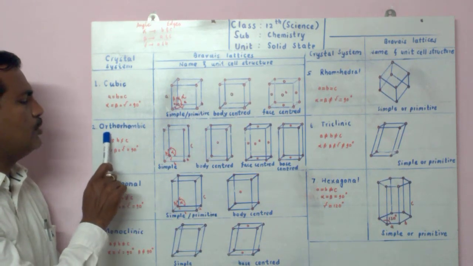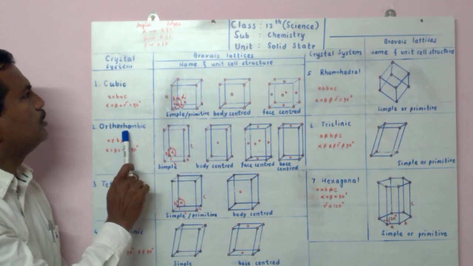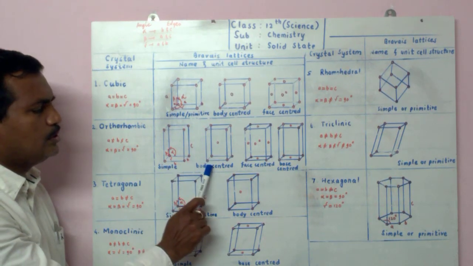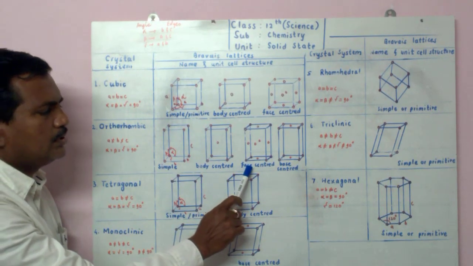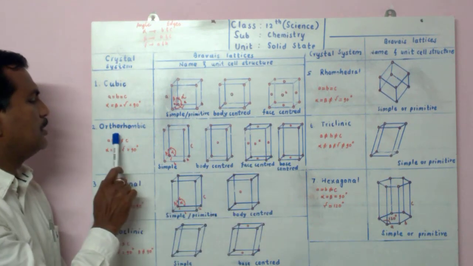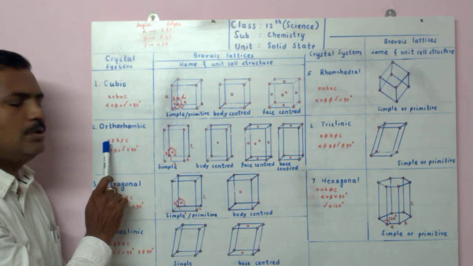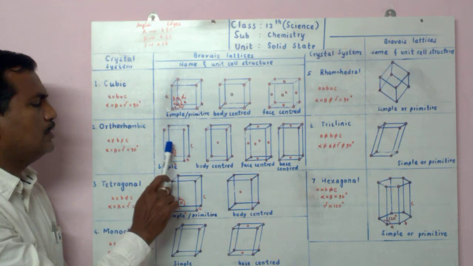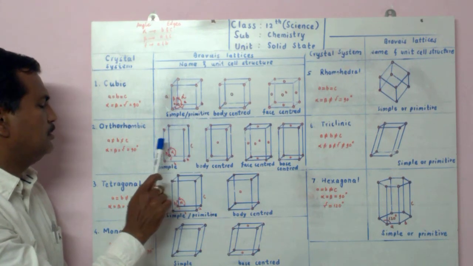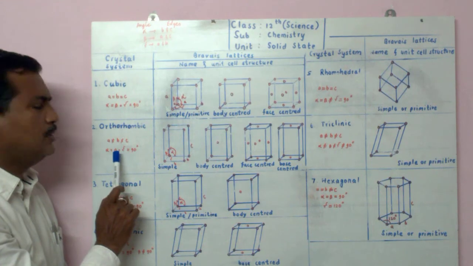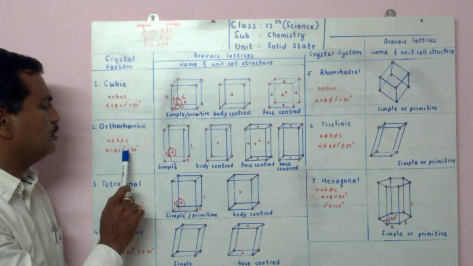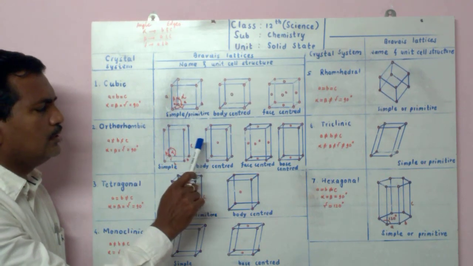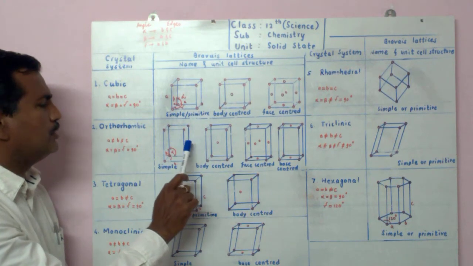Then second, the orthorhombic crystal system has four types: simple or primitive, body centered, face centered, and base centered. Here, edge lengths a is not equal to b is not equal to c, meaning these edges are of different lengths, but the angles alpha equal to beta equal to gamma equal to 90 degrees. So the angles are 90 degrees, but the edge lengths are different.